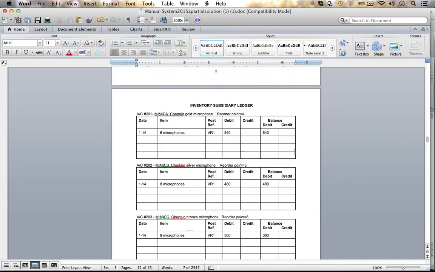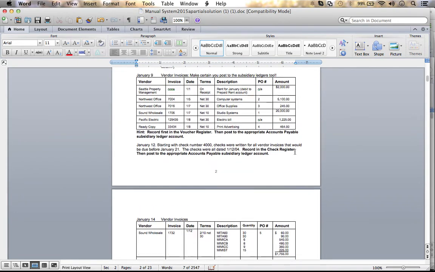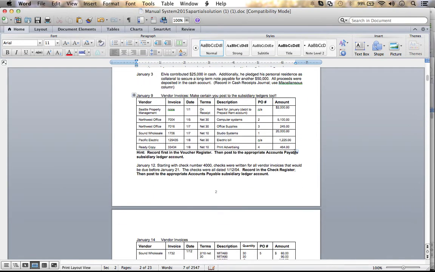Okay, let's take a look at the next requirement. The next requirement is to prepare some bills, and these bills, the recording of the bills, of course will be recorded in what's called the voucher register. Alright, and then once we post our bills in the voucher register, we'll also have to update the accounts payable subsidiary account. So let's take a look at the first one.